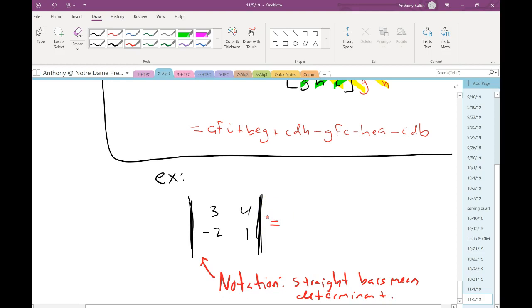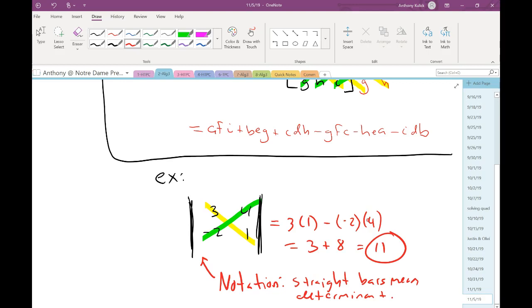Okay, so what do I have to do to take this determinant? Well, I'm going to do 3 times 1, and then subtract negative 2 times 4. So I get 11 as my answer. Everybody okay with how I did that? The 2x2 determinant should be really easy, right? You just multiply two things and then subtract them. That's a piece of cake.